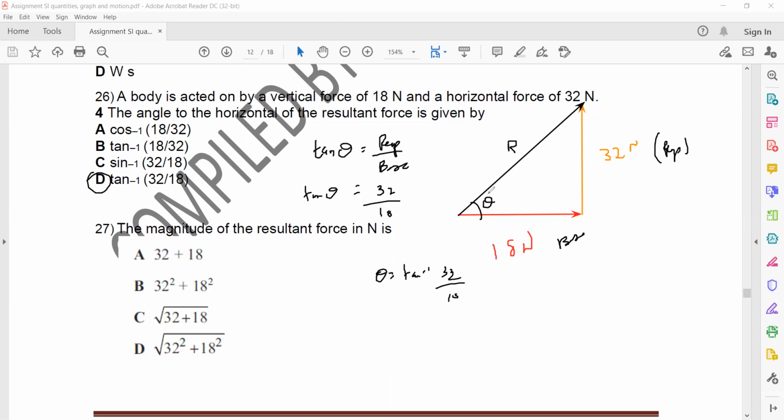Next, the magnitude of the resultant. Using Pythagoras theorem, hypotenuse squared is equal to base squared plus perpendicular squared. The hypotenuse is unknown. The base here is 18 and the perpendicular is 32, and we need the resultant, so it will be the square root of 18 squared plus 32 squared. So D is the right answer for question 27 as well.